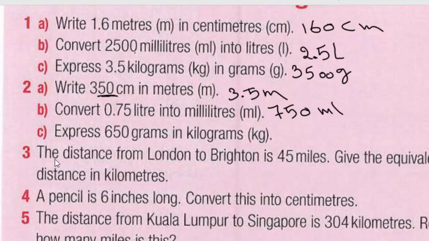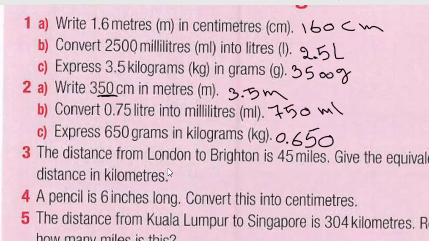Express 650 grams in kilograms. 1000 grams is 1 kilogram. So this is less than 1000, which means 0.650. It's fine to just write 0.65.